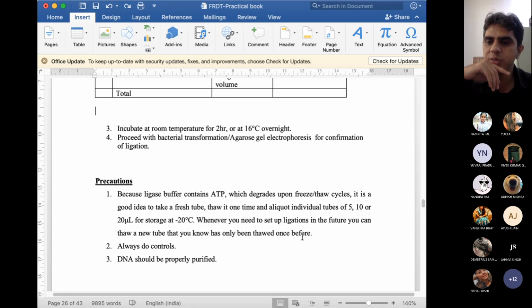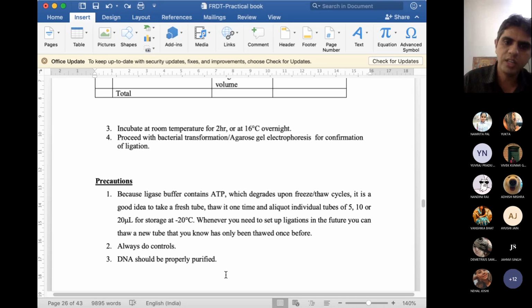And control must be there. So control means vector alone. So if the vector alone is there, what type of things are going to be there? And if no ligase is there, if you are not adding the ligase, then what type of results are you getting? So all these types of controls you must keep. They are going to check whether the ligase is functioning or not.